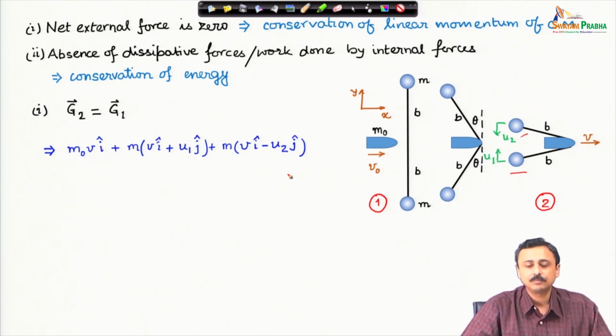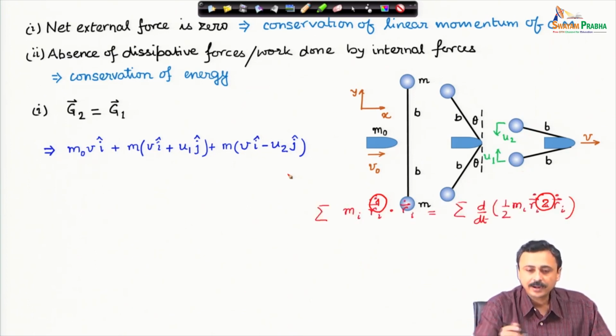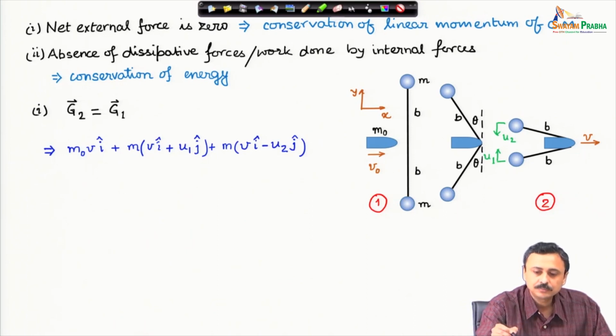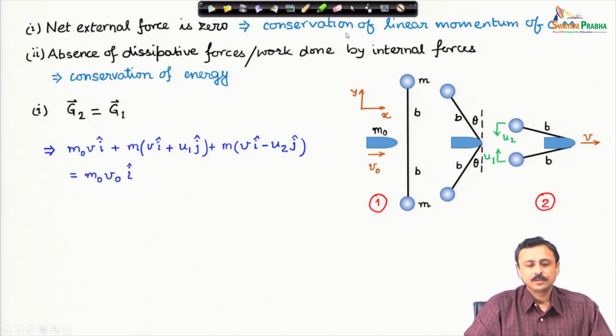hence the linear momentum is mass times this velocity, and this is the net linear momentum, the total linear momentum of the system in state 2, and that must be equal to the total linear momentum of the system in state 1, which is nothing but m naught v naught i cap. The spheres were not moving in state 1.